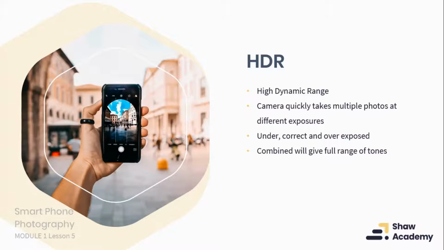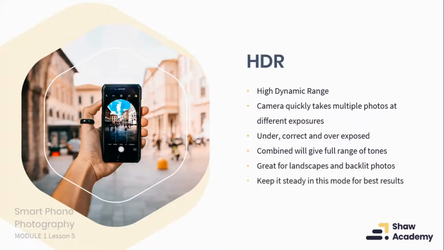It's getting the sky and it's getting all of the details there as well. That is because it is a high dynamic range image. It is great for landscapes and backlit photographs, okay? Now, we do need to keep it steady in this mode because it's combining exposures together. Now, it does it very rapidly, but for best results, it should be kept very, very steady.